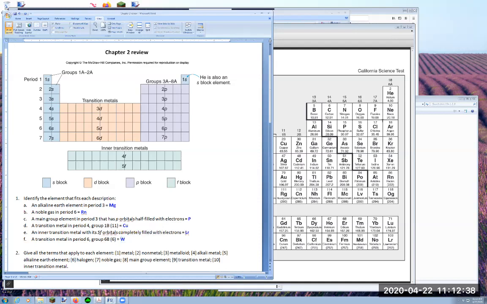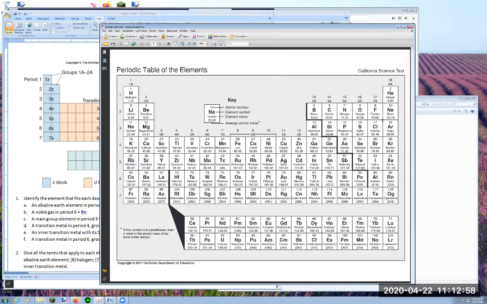Okay, so this first problem was really to help you remember the names that you need to remember, like alkaline earth elements are group 2A. Alkali metals are group 1A. Noble gases are group 8A. The transition metals are all the B groups in the middle here. The main group elements are all the A groups, so 1A, 2A, and then 3A to 8A are all main group elements. And then the inner transition metals are those 2 rows at the bottom of the periodic table.